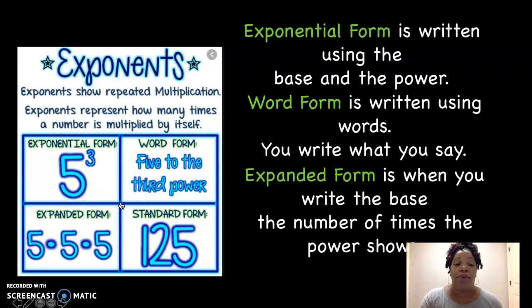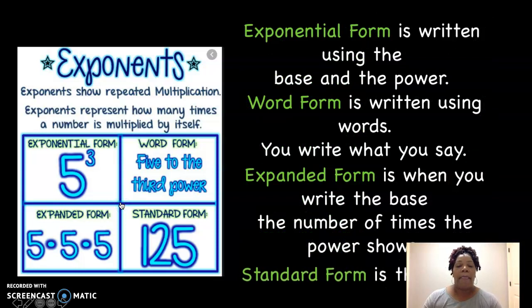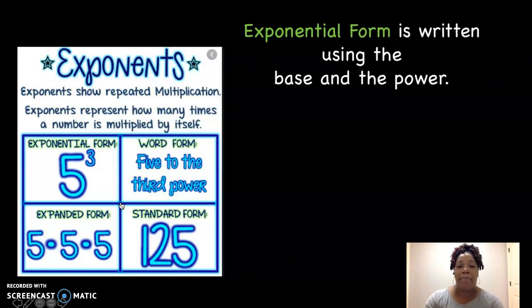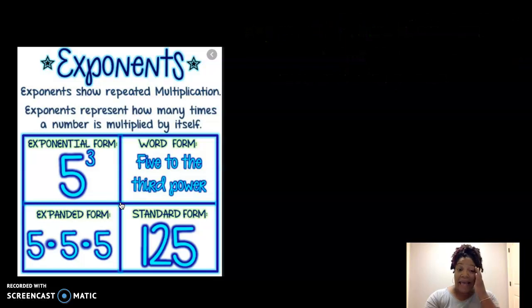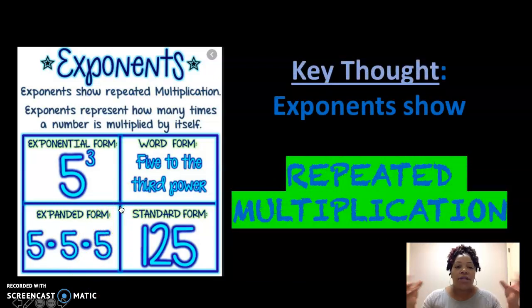And then our final one that we have is standard form. Standard form is the easiest one to remember because standard form is simply writing the answer. So after you have solved or evaluated your exponent, now it's time to write your answer, and that's standard form. The key thing to remember about exponents is that exponents is repeated multiplication. That's our most important thing to pull back from this. So whenever I'm evaluating an exponent, I have to think that I'm going to repeat something, and then I'm going to multiply it by the number of times the exponent tells me to do so.